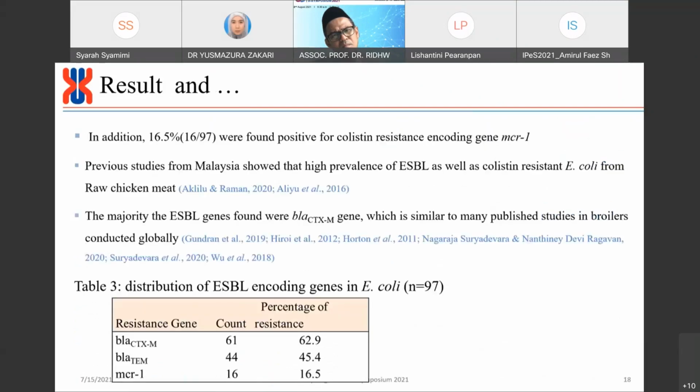In addition, 16.5% were positive for the colistin resistance encoding gene mcr-1. The previous studies from Malaysia show that a high prevalence of ESBL as well as colistin resistant E. coli were found from raw chicken meat. And the majority of the ESBL encoding genes in this study were found to be the blaCTX-M gene, which is similar to many published studies in broilers conducted globally. This table shows the distribution of ESBL encoding genes in E. coli.